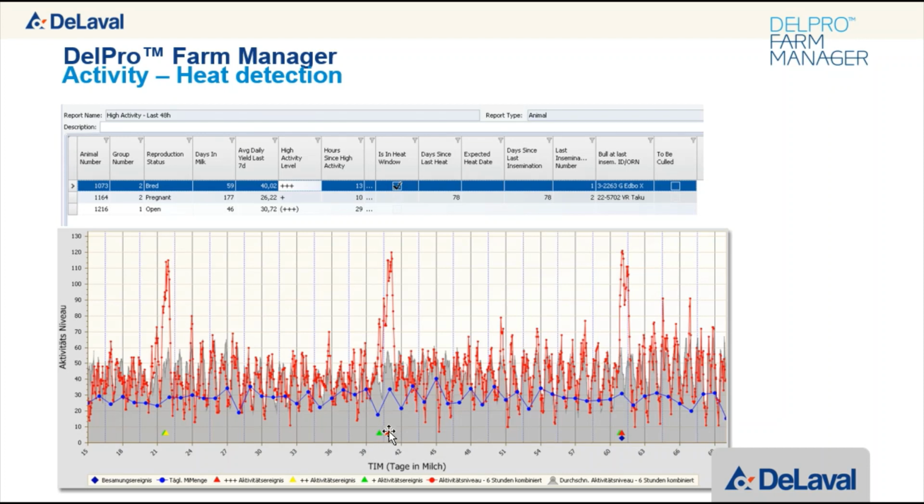And there are different types of alarms. You can see here in the report, it can be a plus sign or 2 plus or 3 plus sign, and it also tells whether the cow is in heat window or not. So it gives us very good information that out of 200 cows, how many cows I need to check today for possible heat detection.